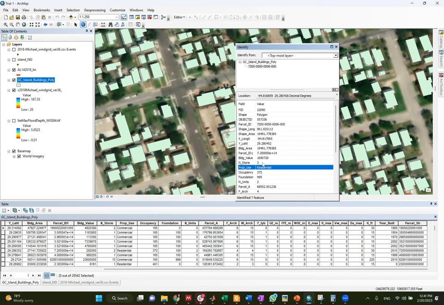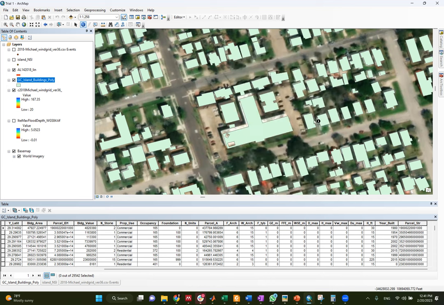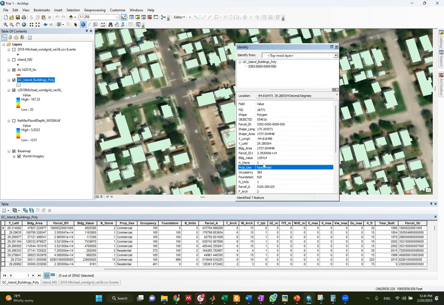Number of stories, it's a three-story building, okay. This building is also residential and the number of stories is one. Should they be the same archetype? No, they shouldn't be the same archetype.